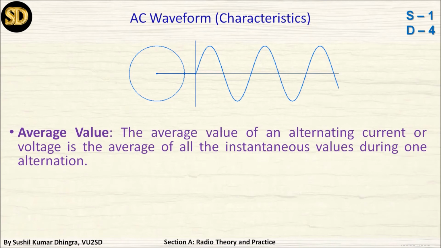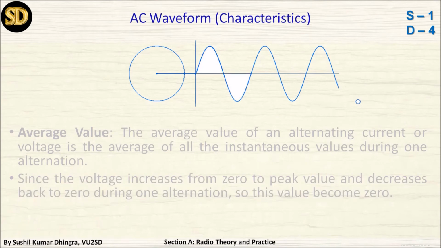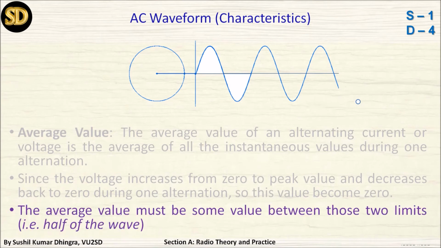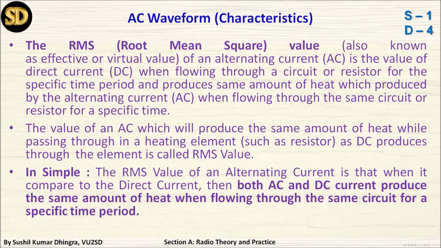Average value. The average value of an AC is the average of all values during one alternation, but basically this one is 0, because one phase is half positive and the other phase is negative, so the average is 0. So we have to take just a half value, or between two limits. So the average value must be some value between these two limits, i.e. half of the wave, and this value we consider as the average value of a sine wave.